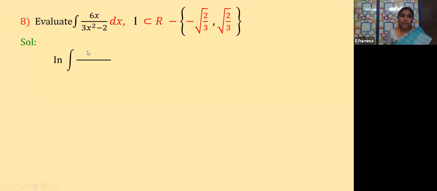In this function 6x by 3x square minus 2 into dx, what you are doing here, children? Let f of x is equal to 3x square minus 2. I am assuming it as 3x square minus 2.